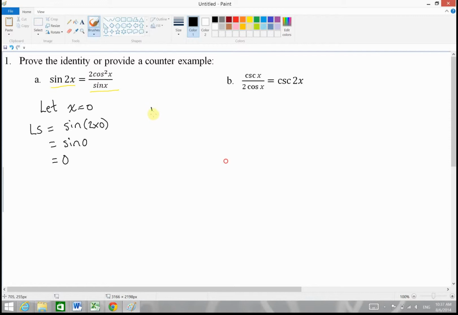Let's do the right side. Again, x equals 0. We want to sub in the same value for both sides. Cos of 0 is equal to 1. Sine of 0 is equal to 0. Now if we try to simplify this, can we divide by 0? No. So this side is undefined.